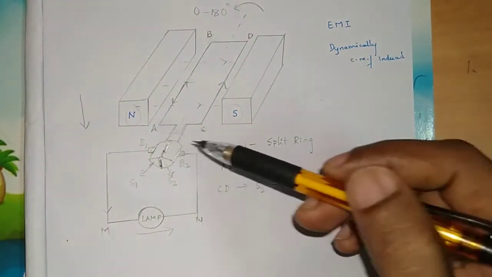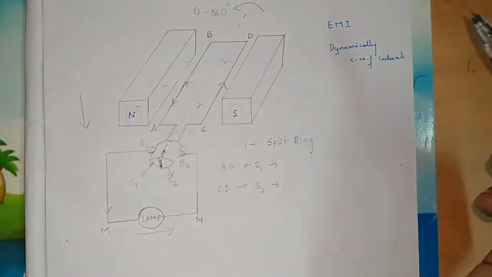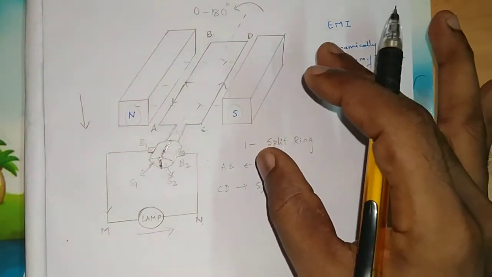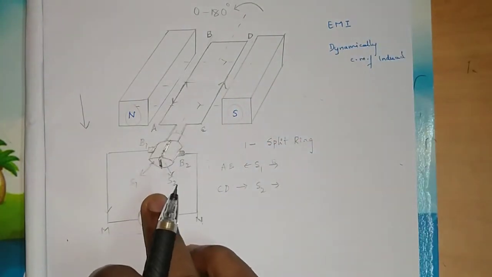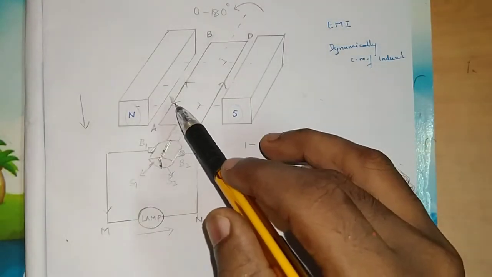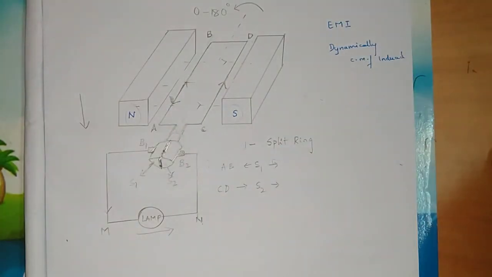So B1 and B2 are the brushes which are placed on the segments S1 and S2 respectively. So the brush will not rotate along with the conductor, only the segments S1 and S2 will rotate. So now once again the same kind of figure, only thing is we have replaced the split ring in the place of slip ring. Once again same thing, the direction of induced EMF will be obtained according to Fleming's right hand rule.